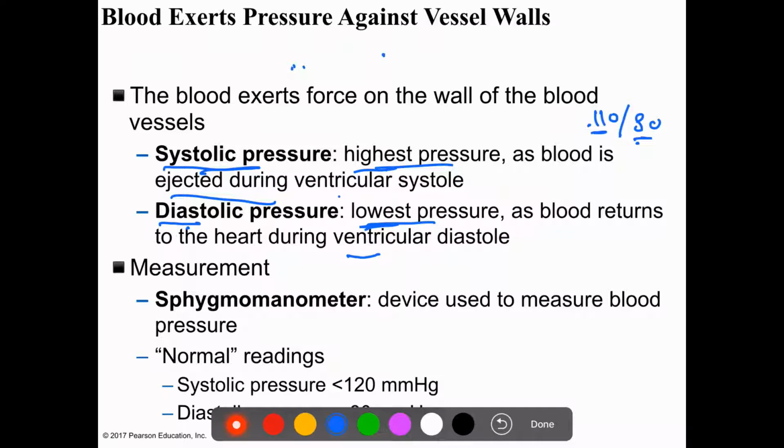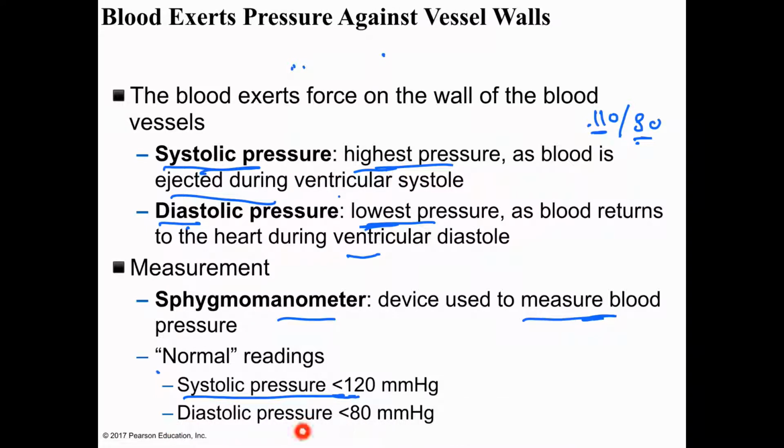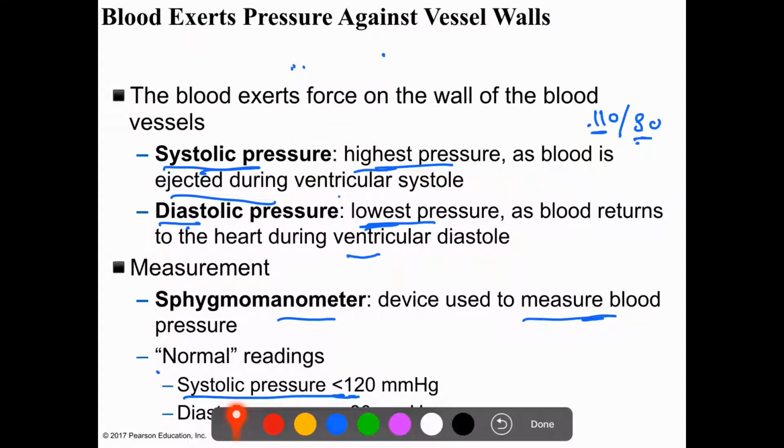To measure the blood pressure, we need a device. This device is called a sphygmomanometer. As I said, this is to measure the blood pressure, and we have normal readings of systolic pressure less than 120 millimeters of mercury, whereas the diastolic pressure should be less than 80 millimeters of mercury. These are the normal readings of blood pressure.